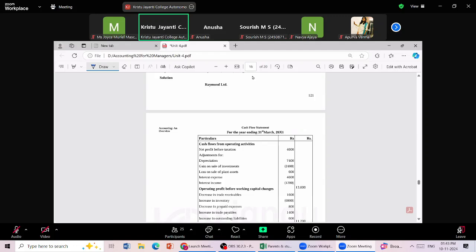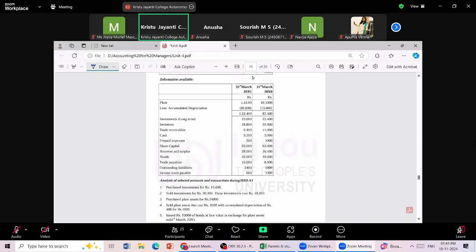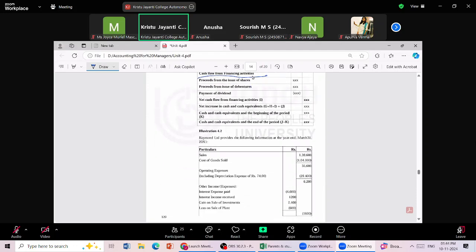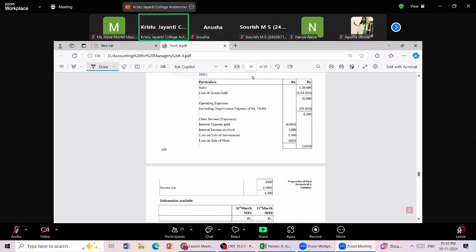Then loss on sale of asset, around 600. Then interest expense, 4,600. And interest income, it is an income, so that is why it has been given as 1,200 deducted. Apart from that, any increase in assets and liabilities you need to adjust. You can see in the question, operating expense you leave, what is given, along with that all your non-operating items to be deducted.